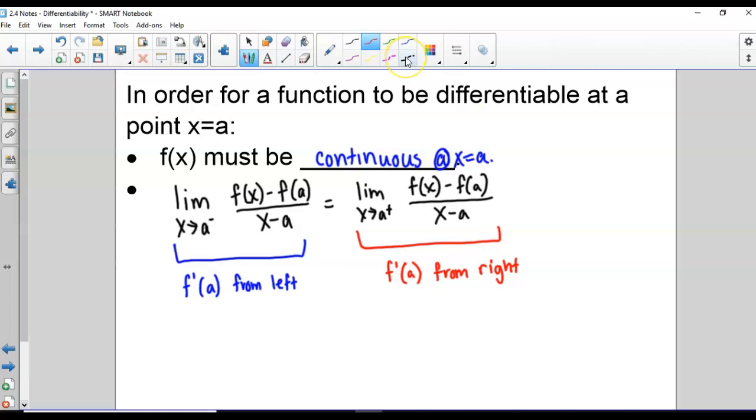So, these two things have to be true in order for the function to be differentiable. Remember, for continuous, the limit must exist, the function must exist, and they have to be equal to each other. For it to be differentiable, all those have to be true, plus the slope from the left, or the derivative from the left, has to equal the derivative from the right.